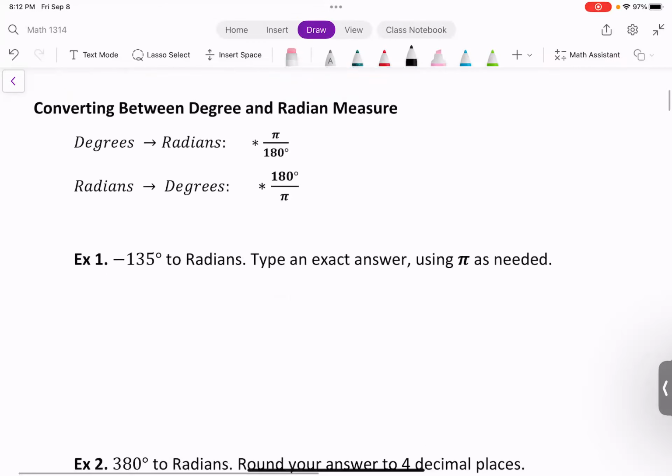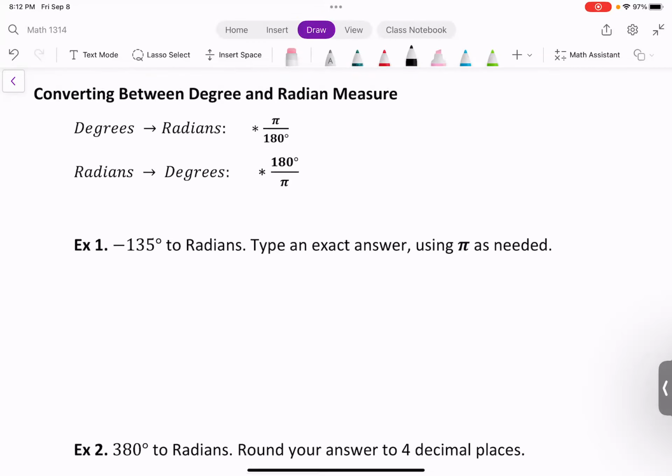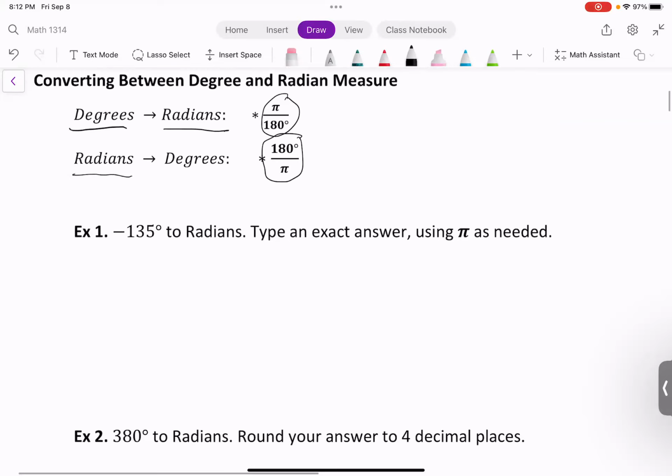All right, let's see how to convert between degree and radian measure. From degree to radian, I need to multiply by pi over 180 degrees. From radian to degree, I multiply by 180 over pi. Okay, it takes a while to memorize them.